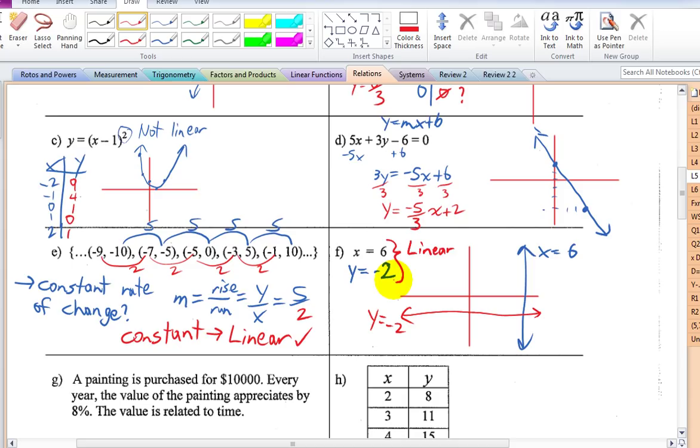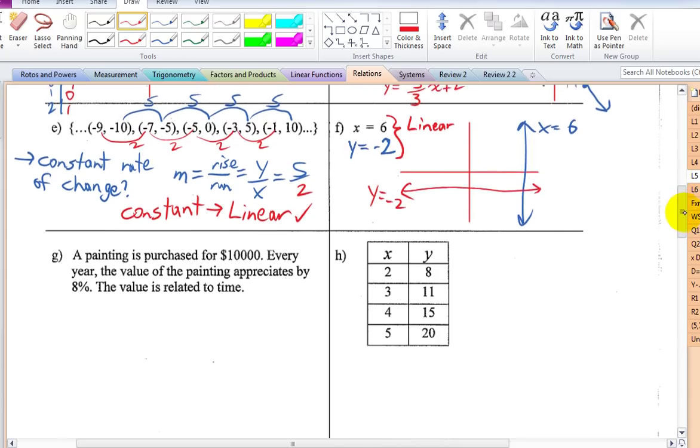Any questions? How many people graph those? No problem. How many of you are lying? You should be able to graph those quite easily.